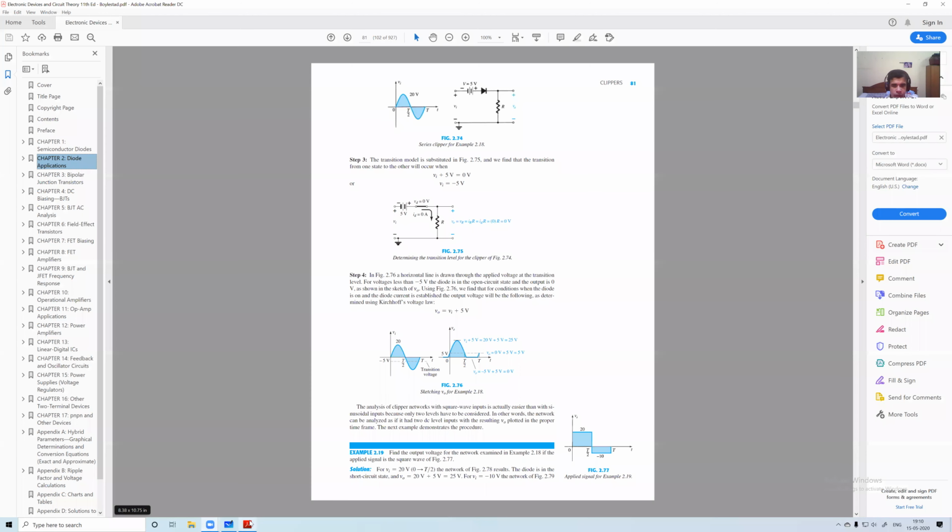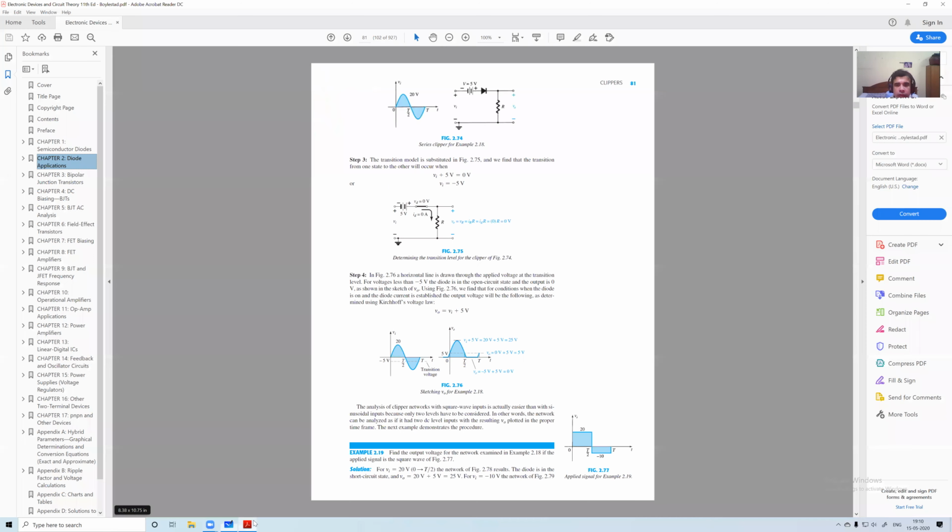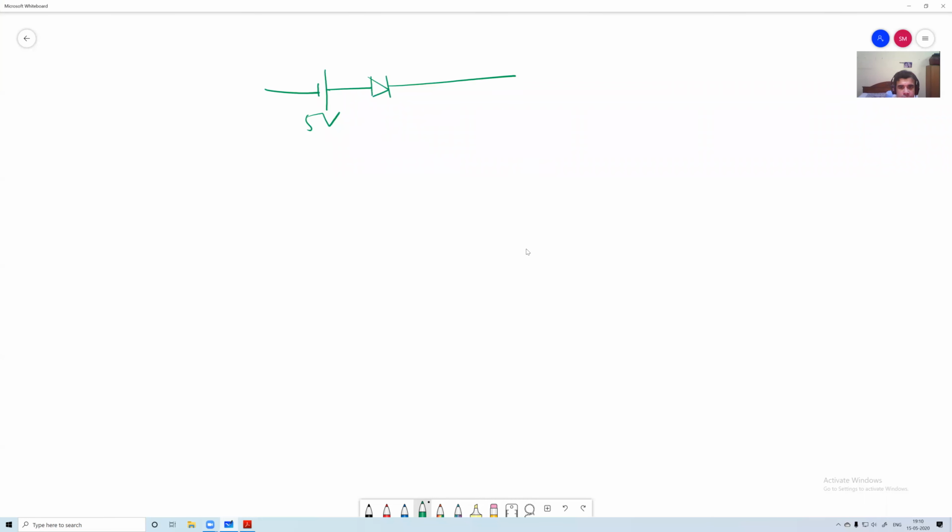Okay, so it has some problems from the birth certificate. Maybe this one. We have this circuit here. This is 5 volts, and we have this diode here. This is an ideal diode, and this is the load resistor. Okay.